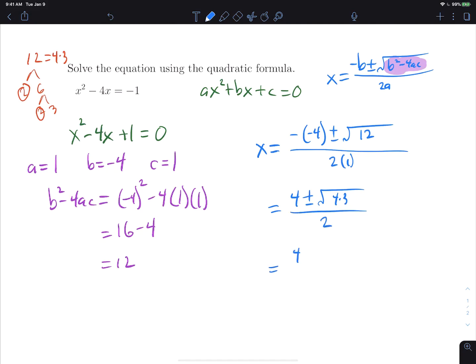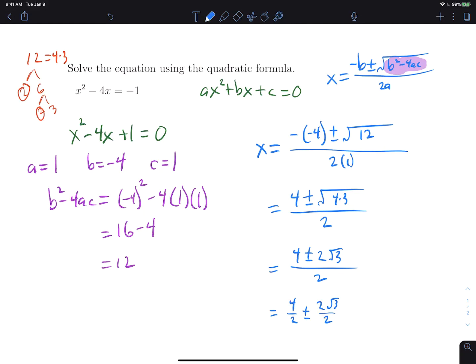And then break this up: 4 plus or minus, the square root of 4 is just 2, and the square root of 3 stays the square root of 3, all over 2. Excellent. My recommendation is to always break this up into two separate fractions, as 4 over 2 plus or minus 2 root 3 over 2. And remember that only radicals affect other radicals. Stuff outside radicals affects stuff outside other radicals.